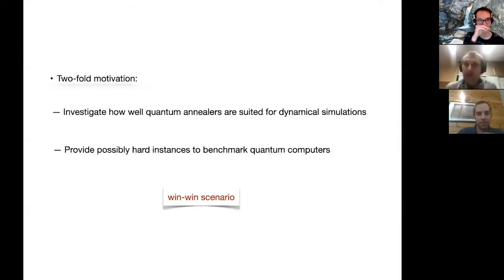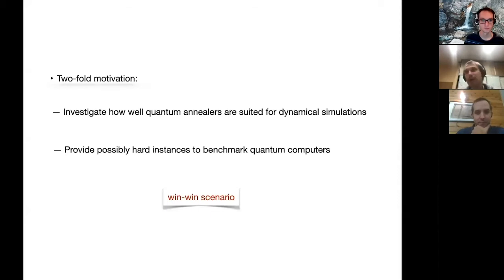And there's the second side of this. Because, you know, we have quantum computers, and the natural question is, well, do they work, right? So to answer that, you have to somehow benchmark them. So now the question is, how should you benchmark them? What kind of instances should you use? So those are the current open problems.